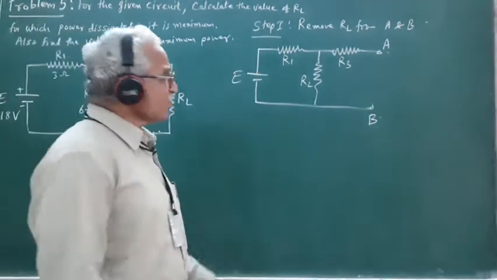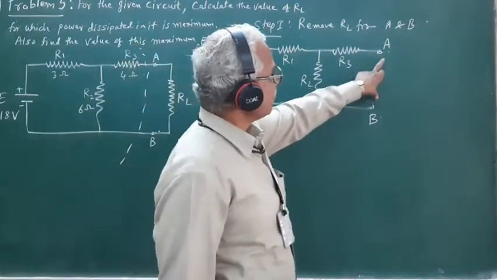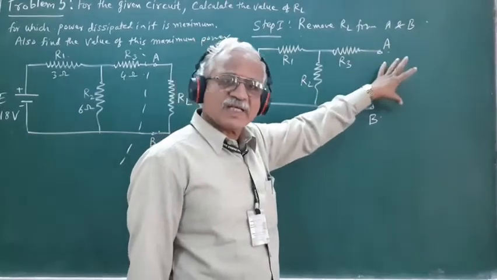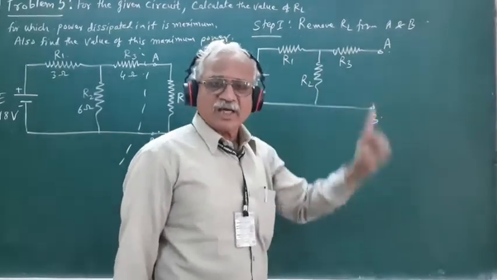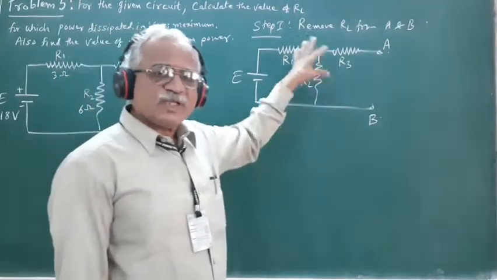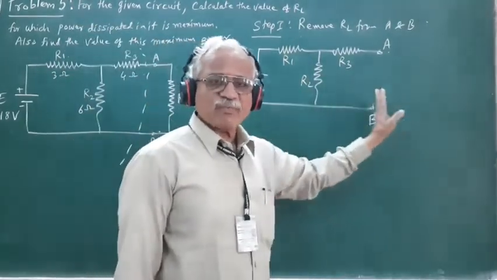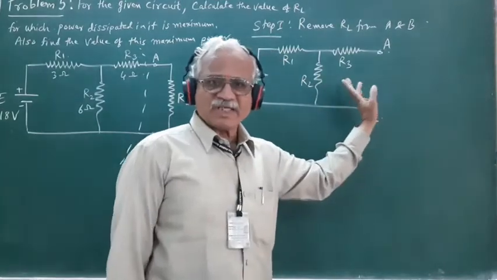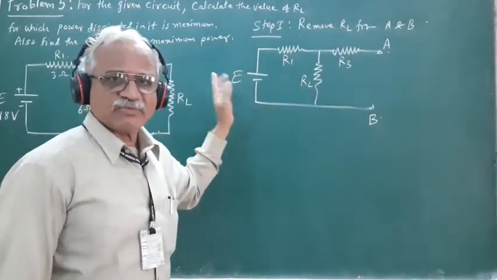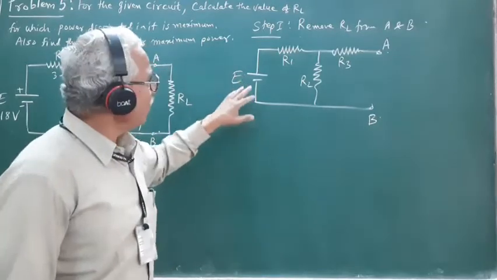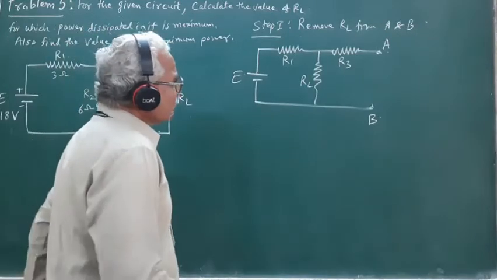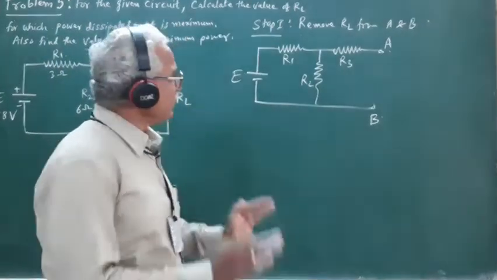What is VTH? VTH is nothing but the open circuit voltage across the terminals A and B, and RTH is nothing but the equivalent resistance of the given network when viewed backwards from the open terminals A and B, when all the sources of EMFs in the given network have been replaced by their internal resistances. So let us first find out the value of VTH.